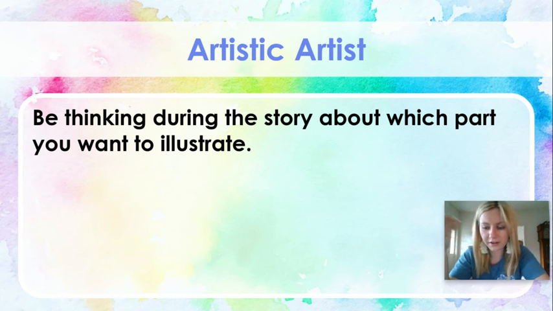During that role, while you're reading a story, a passage, a chapter of a book, or just a short summary of it, you would be thinking during the story about which part you would want to illustrate. Okay, so basically they would be the illustrator of this story. So that's the first role that you could be in a literature circle.